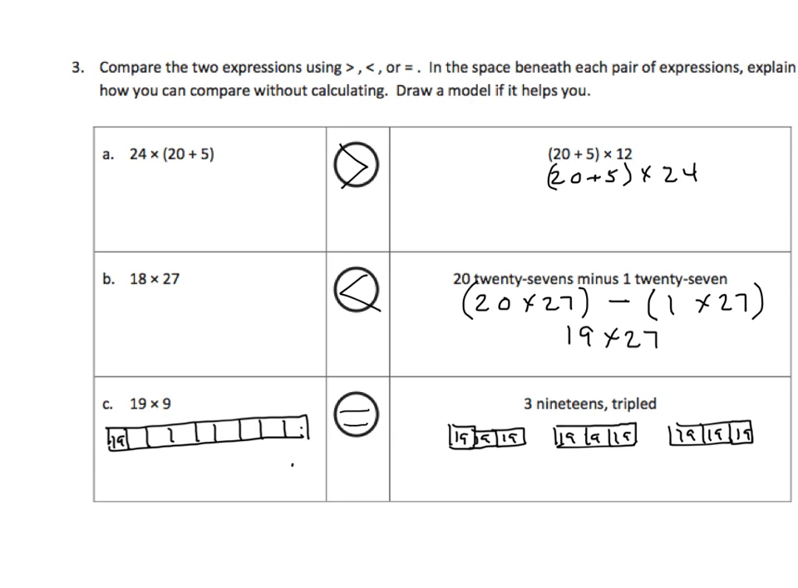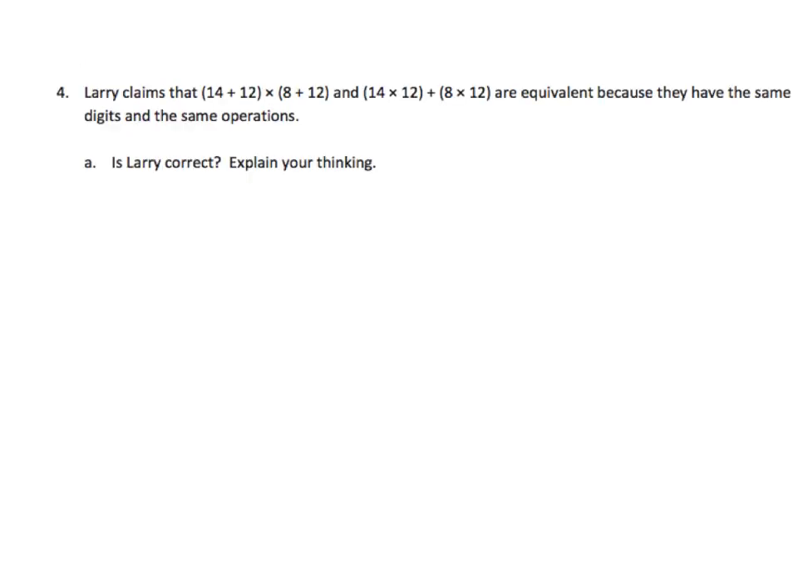I'm going to give you a little look at the word problem here that you'll see with your homework. This is another one of these ones where somebody makes a claim. Larry claims that the sum of 14 and 12 times the sum of 8 and 12 and 14 times 12 plus 8 times 12 are equivalent because they have the same digits and same operations. There's a few things you could do. You could explain your thinking by doing both of these problems out and coming out with either the same or different answers. We could also discuss that the same numbers are not connected by the same operation. We don't get the same results when we add 14 plus 12 and multiply 14 times 12.